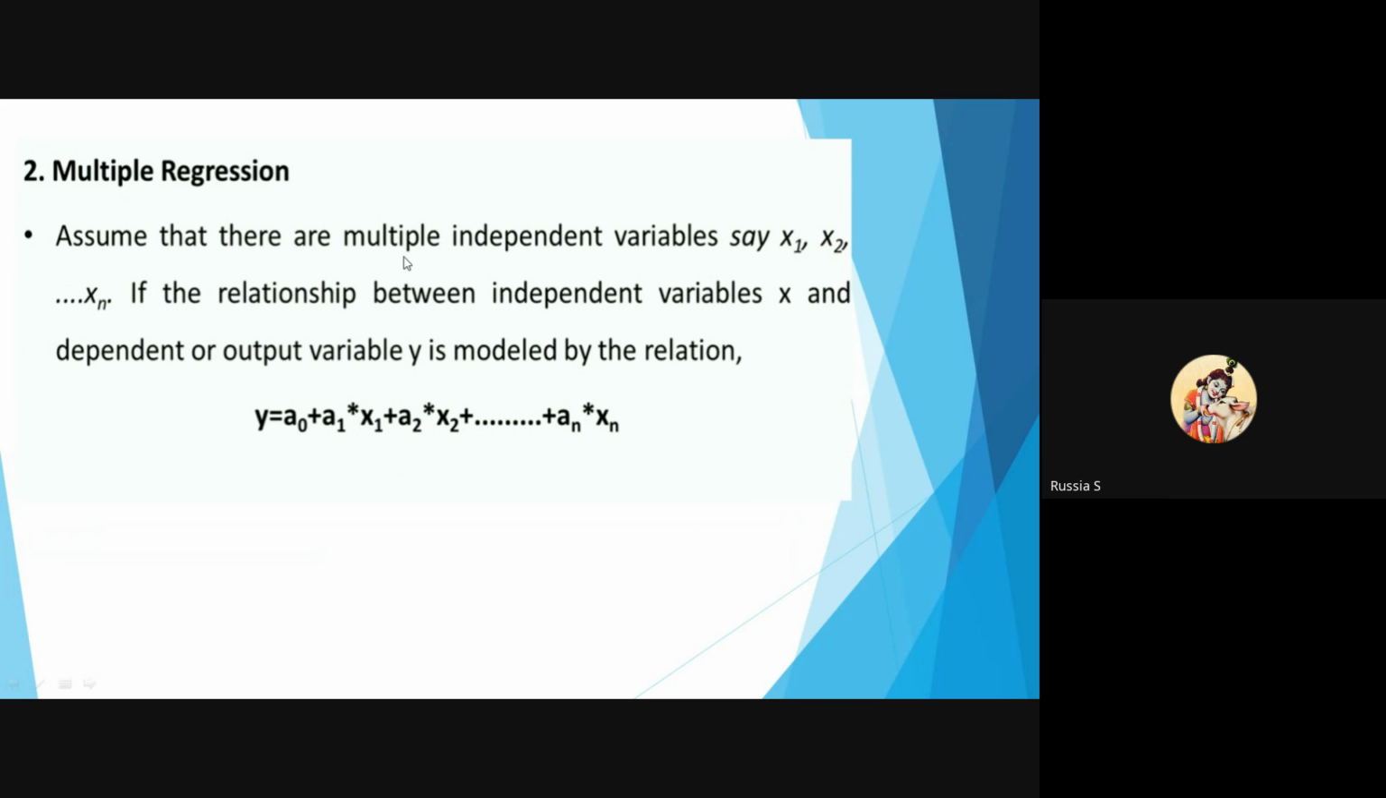So assume that there are multiple independent variables, say x1, x2, etc., xn. If the relationship between the independent variables x and the dependent variable, the target or output variable y, is modeled by the same straight line equation, y = a0 + a1 x1 + a2 x2 and so on, this is the model.